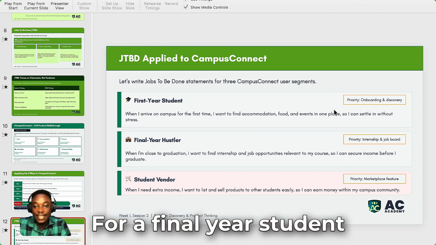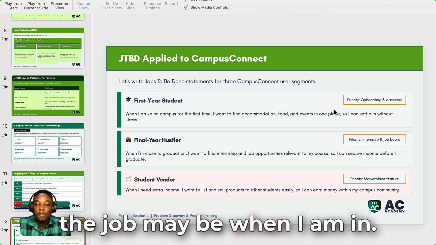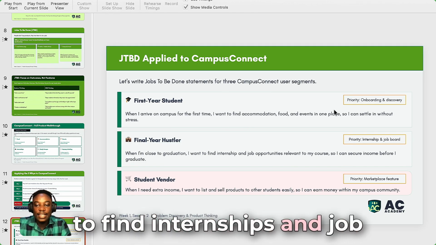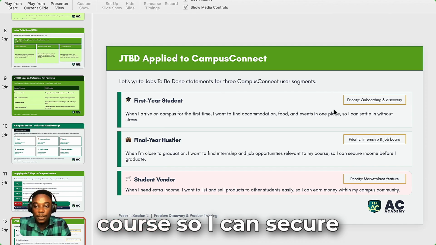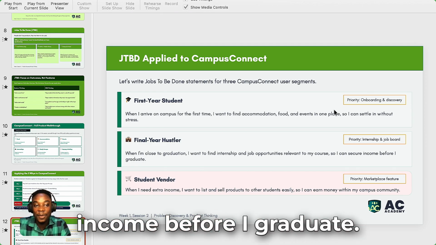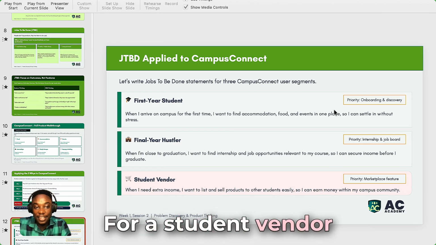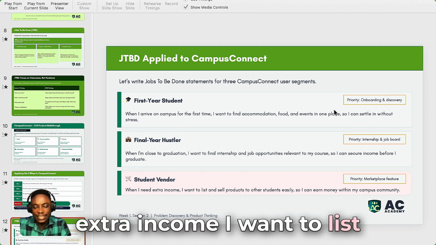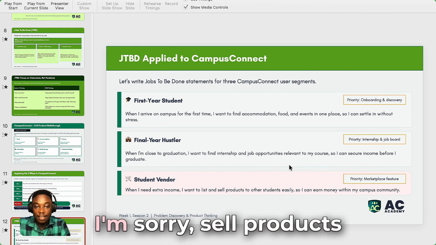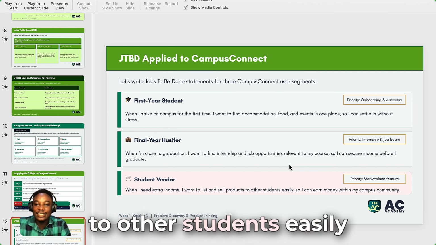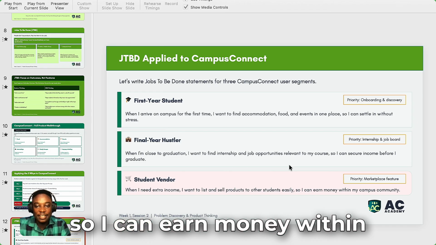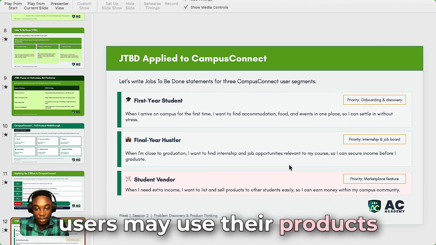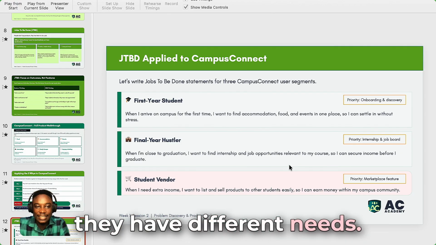For a final year student, the job may be: when I am close to graduation, I want to find internships and job opportunities relevant to my course so I can secure income before I graduate. For a student vendor, the job may be: when I need extra income, I want to list and sell products to other students easily so I can earn money within my campus community. Yes. Notice that all these users may use the product, but they have different needs.